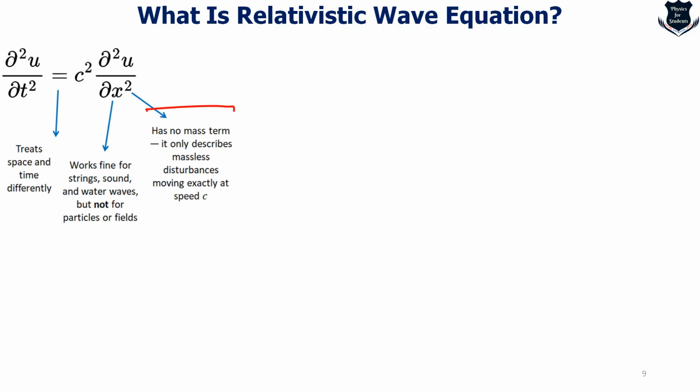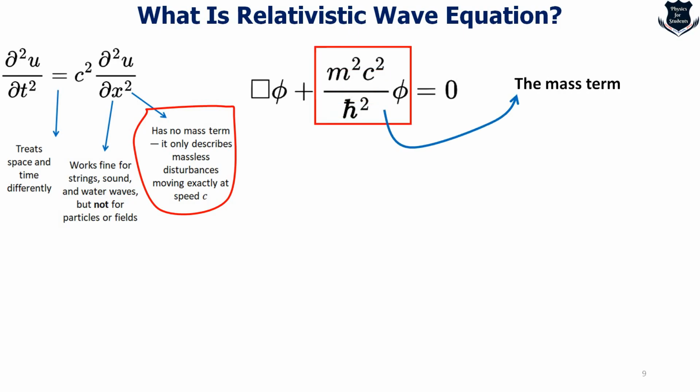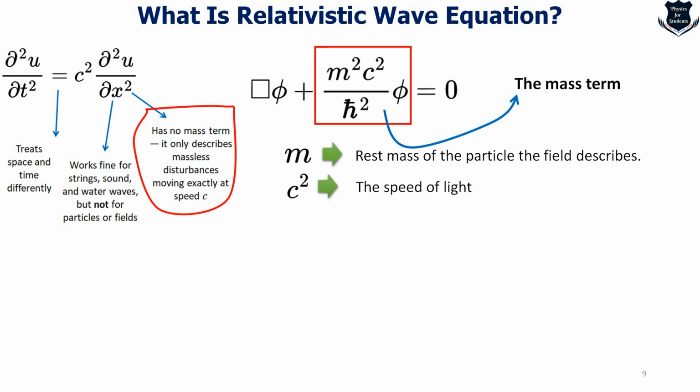So here you can see the classical wave equation. I have highlighted this in red. It has got no mass term. But if we take the general relativistic wave equation, the Klein-Gordon equation, it has got a mass term, definitely. This m is the rest mass of the particle and c squared is basically the speed of light.